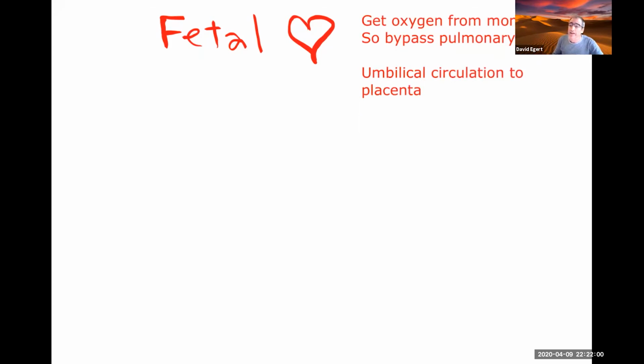And then one other thing is, because we talked about the hepatic portal system processing your nutrients and everything, but you're getting pre-processed nutrients from your mom. You're not eating when you're in utero. So you're also bypassing some of the liver circulation. So these are the three big differences. We'll look at them one at a time.